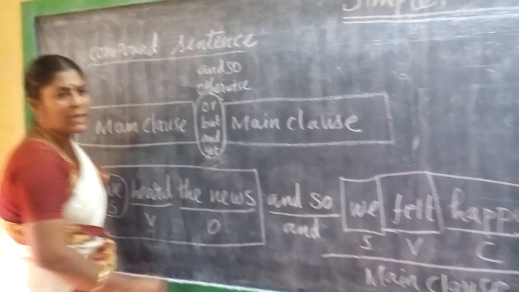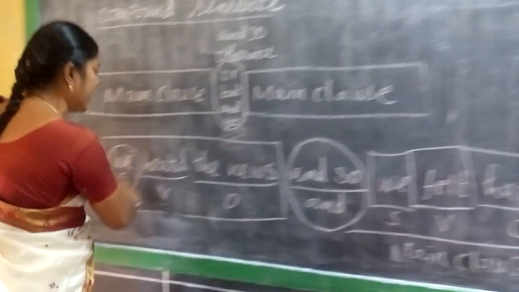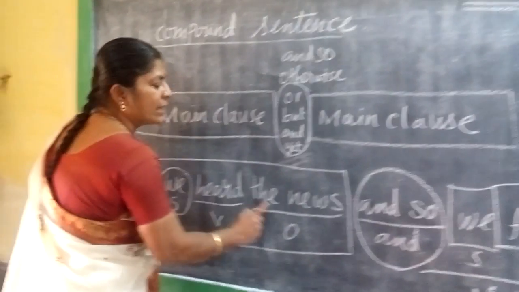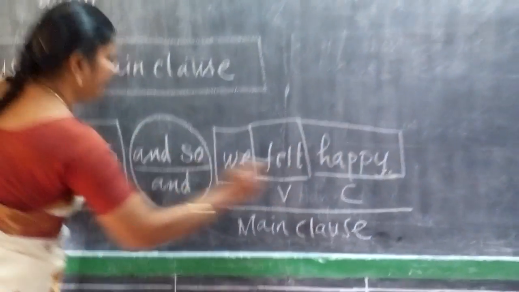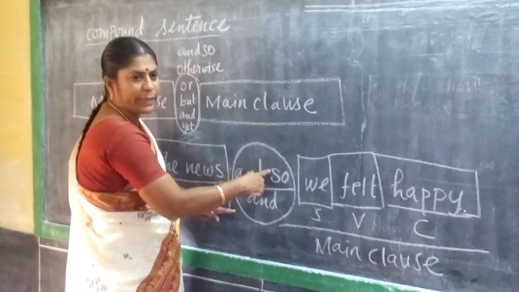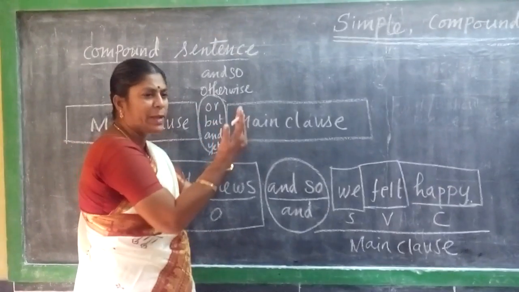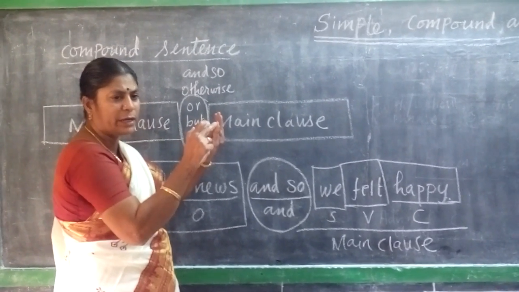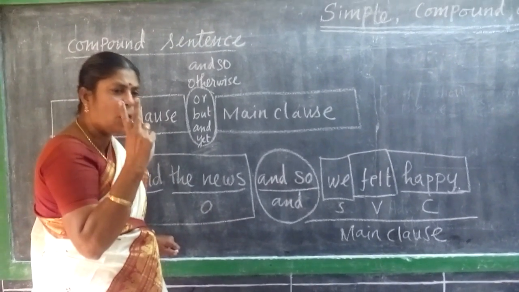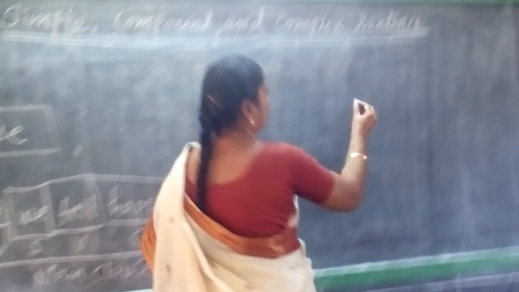These two main classes are connected by a coordinate conjunction, either "and so" or "and". We heard the news, and so we felt happy. Or else, we heard the news and we felt happy. It is one main class, and it is another main class. These two main classes connected by a coordinate conjunction is called a compound sentence. A compound sentence has how many classes? Two main classes.